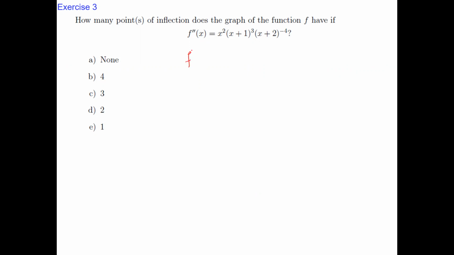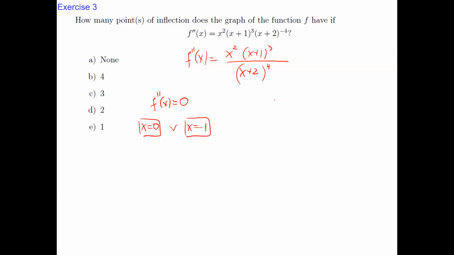We may see right away the candidates. I can rewrite a little bit: x squared, (x plus 1) cubed, over (x plus 2) to the power of 4. So we can see the second derivative is 0 if the numerator is 0. Numerator is 0 if x is 0 or x is negative 1. Second derivative is undefined if the denominator is 0. Denominator is 0 if x is negative 2.